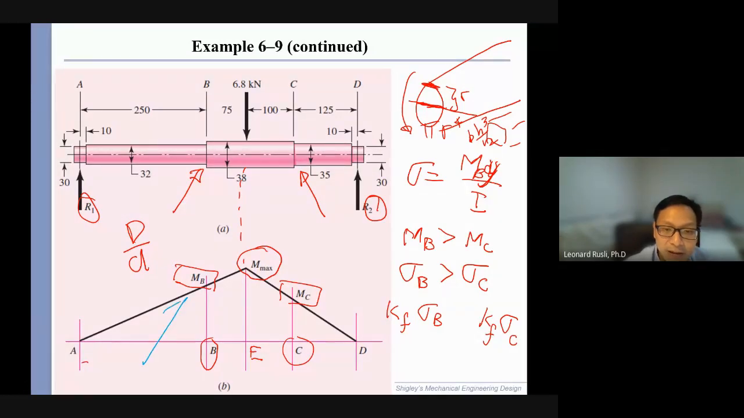Okay, so we will focus at point B. Does everyone understand why we focus at point B? First of all, it's a shaft shoulder, so failure will occur there. And the multiplication from MB will definitely go above Mmax most of the time. So even though Mmax occurs right at the loading point 6.8, the shaft is going to fail at MB. All right, it's going to fail at point B.